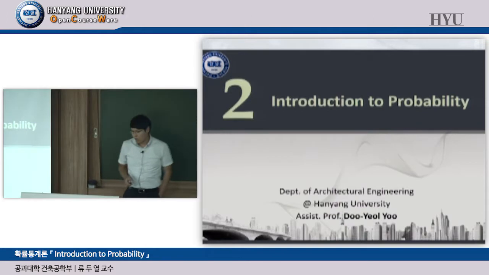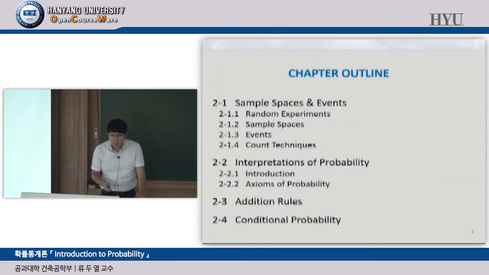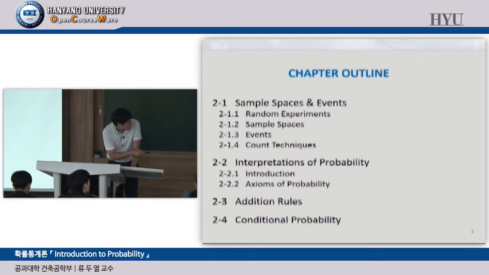Today, we are going to study about probability. This is chapter 2, Introduction to Probability, and this is the chapter outline. Firstly, we are going to study about the sample spaces and events.